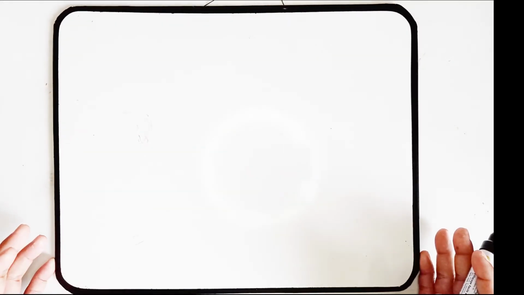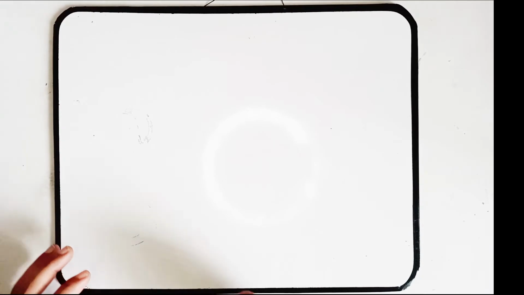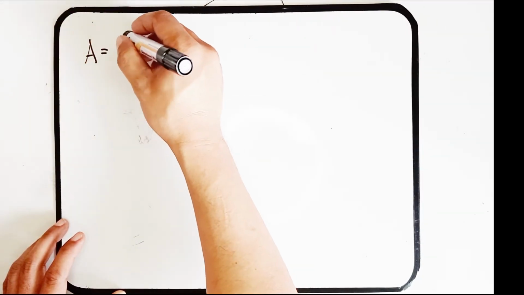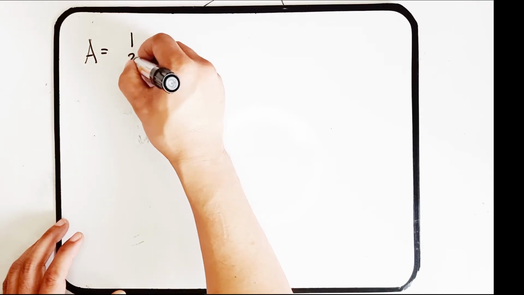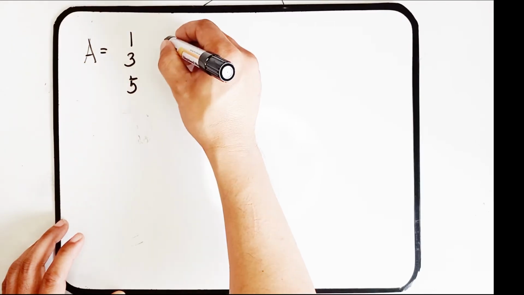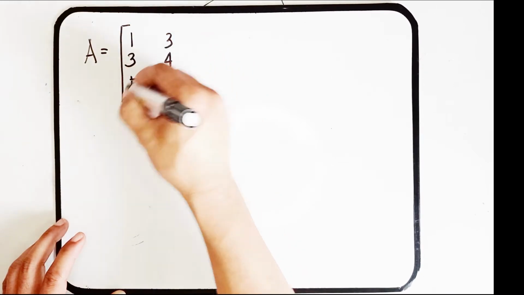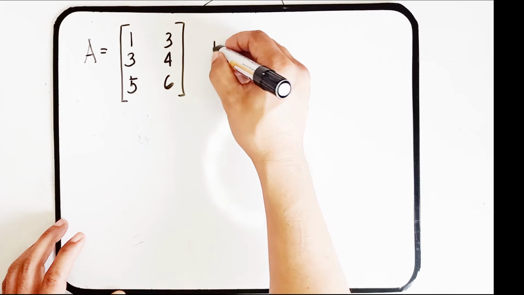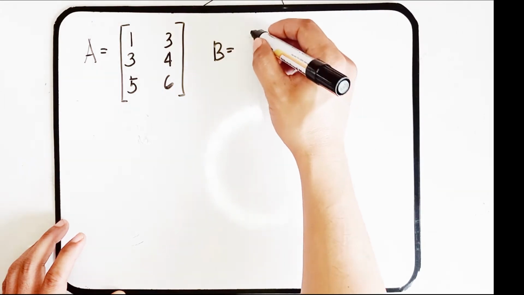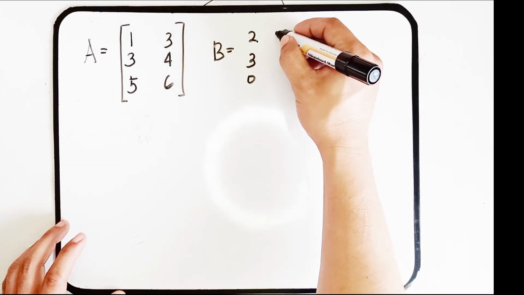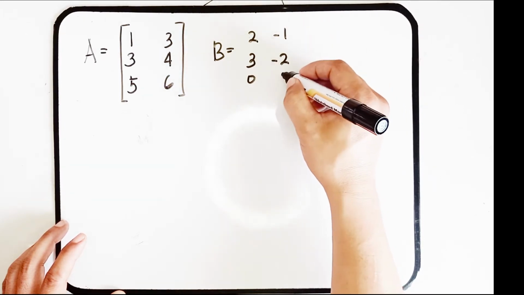Okay, so let's have another example. We will use the same matrices that we had in our previous example. So for our A, we have 1, 3, and 5, then 3, 4, and 6. For our B, we have 2, 3, and 0, -1, -2, and 1.